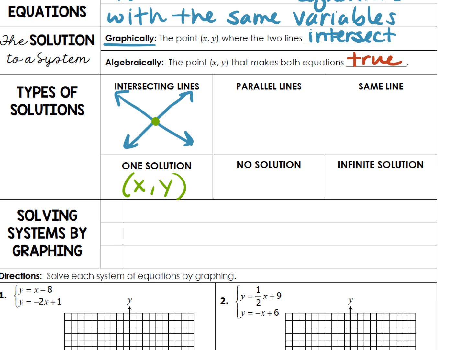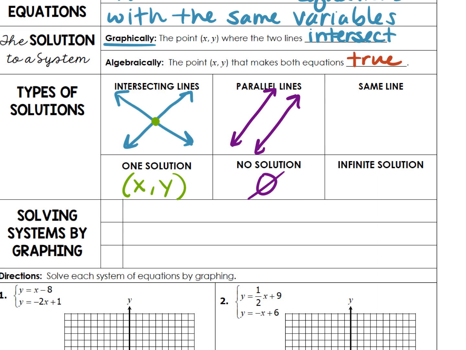Okay, but then you have a situation where they don't meet. They're parallel lines. So parallel lines could look like this. Okay, those would be parallel lines. How many points of intersection do parallel lines have? 0, which means you have no solutions. And no solution, we often write like that. Okay, it's a 0 with a line through it, means no solution.